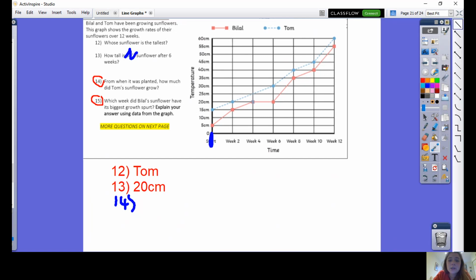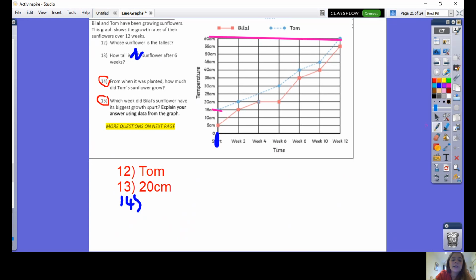So at the start, how much was Tom's sunflower? At the start, the height of his sunflower was 15 centimetres. What was Tom's flower at the end? 60 centimetres. So to find out how much it grew, I'm looking for the difference there. 60 take away 15 is equal to 45 centimetres. Don't forget your unit of measurement.